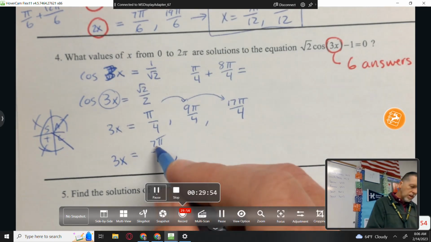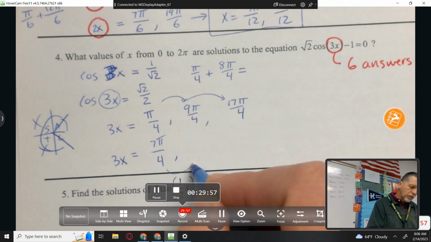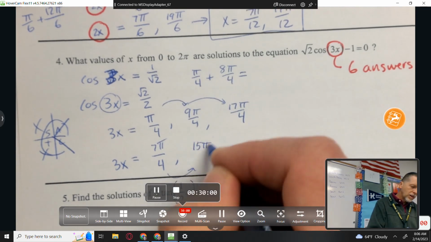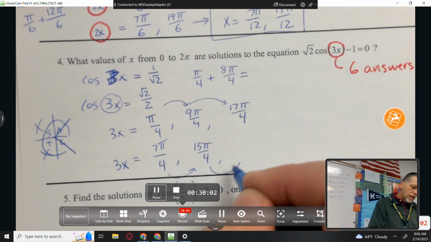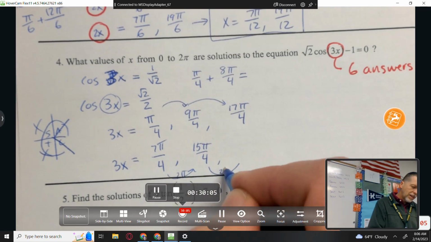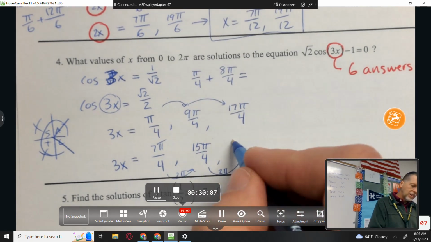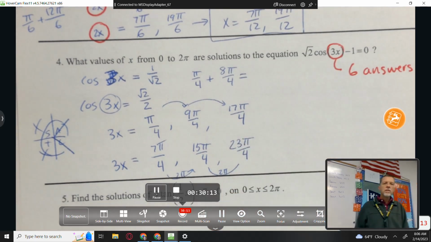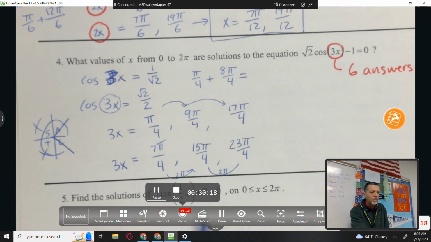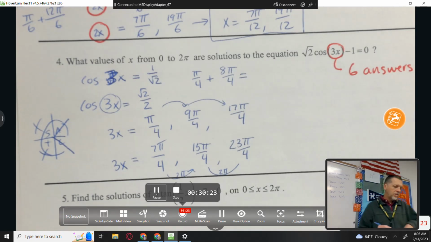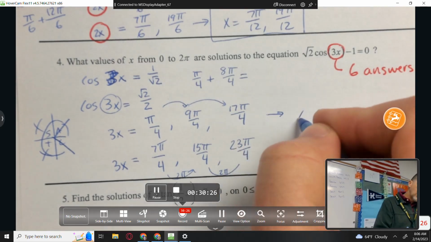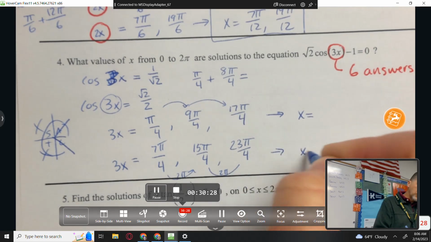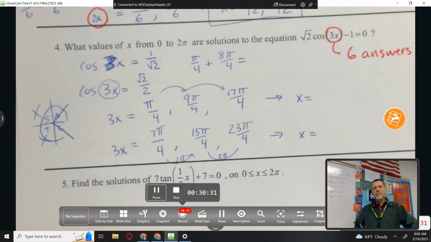On the bottom one, if I add 8 pi over 4 to that, I get 15 pi over 4. If I add 2 pi to that, 15 plus 8 is 23 pi over 4. And I can stop there because 3x, so I've got 3 answers. And then what's the last thing I do to get x by itself? Divide by 3. Or, what's a better way to say it when we're working with fractions? Multiply by a third.